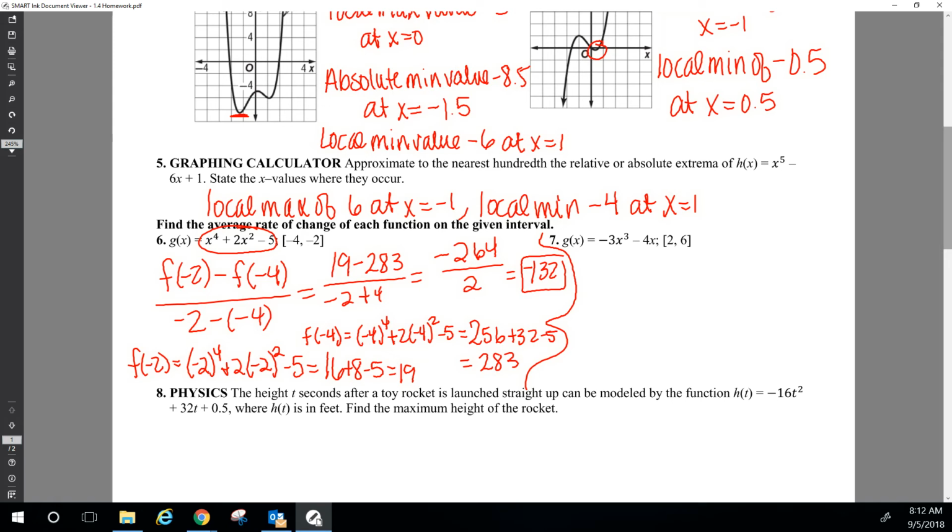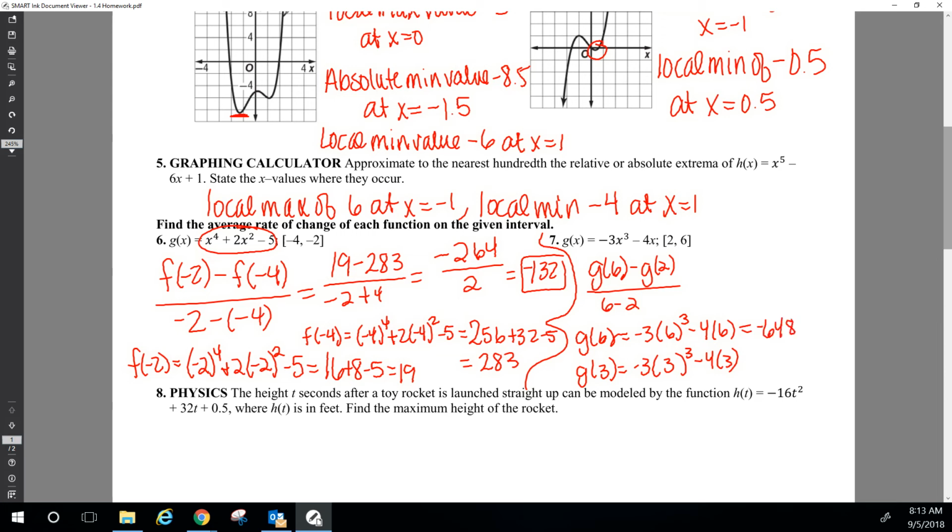All right, let's look at number 7. This time I will do it with the proper terminology. So g of 6 minus g of 2 all over 6 minus 2. G of 6 would be -3 times 6 cubed minus 4 times 6. G of 3 is -3 times 3 cubed minus 4 times 3. So 6 cubed, which I should have memorized, is 216 times -3 would be -648. -6 times 4 is -24.